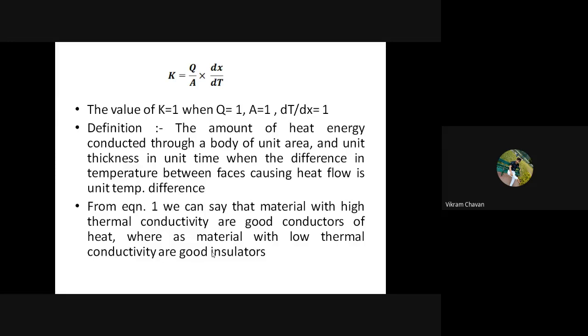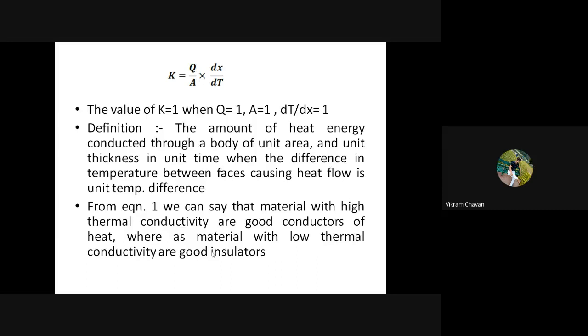It will not change. If you are taking the same substance at different positions, then also the thermal conductivity will remain the same. It will not change. Okay. So if you are considering the same properties, or we can say the same microstructure for a particular substance at any location, then you will get the same thermal conductivity.